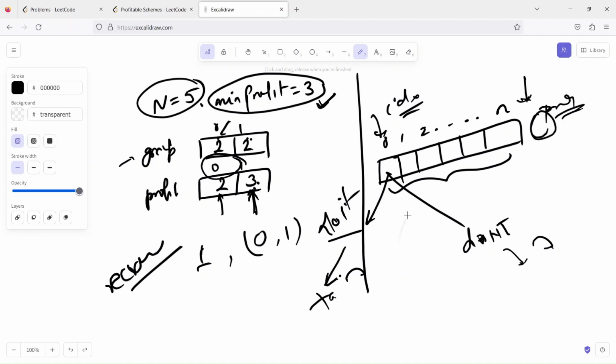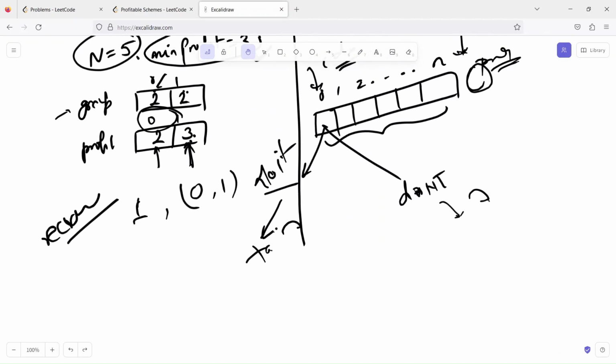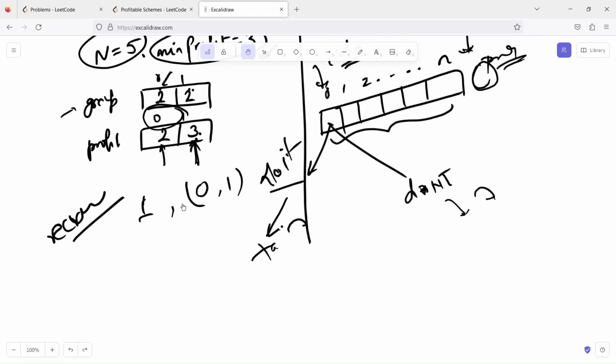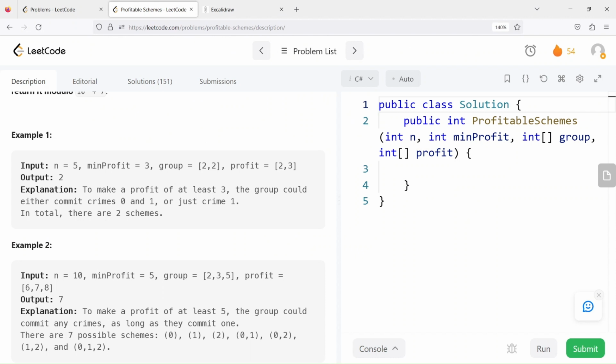The time complexity for this approach is going to be a bit higher, because for every index, you are going to make a decision, do it or don't do it. That means I have 2 options here, then 2 options here, then 2 options here. So overall, this gives you a complexity of 2 to the power n, where n is the total number of crimes. But it could be a good start to solve the problem. Alright, so let's get started.